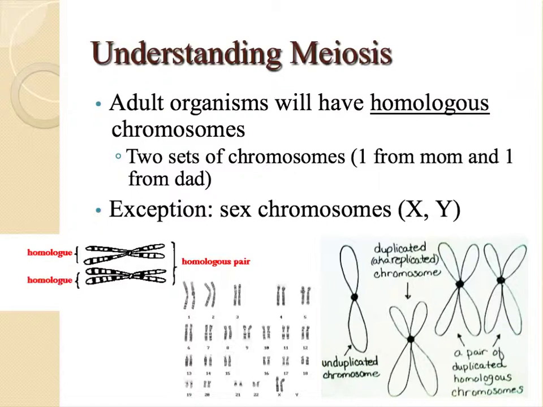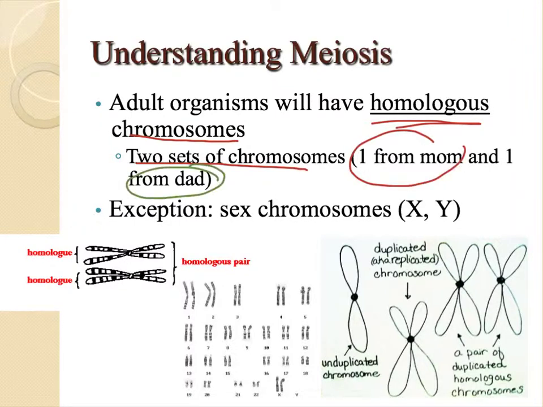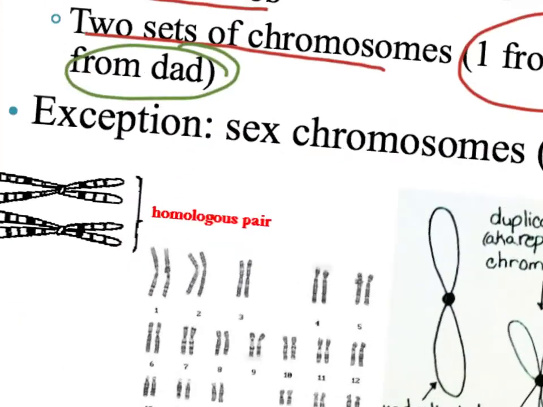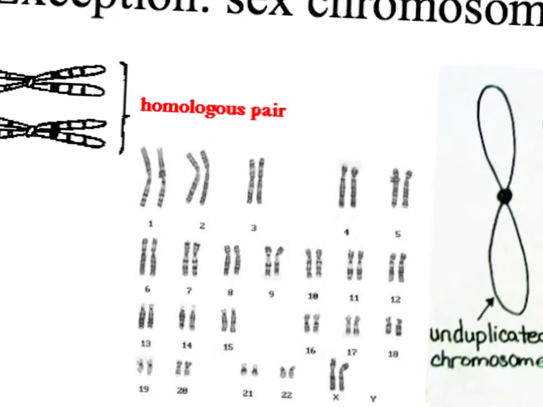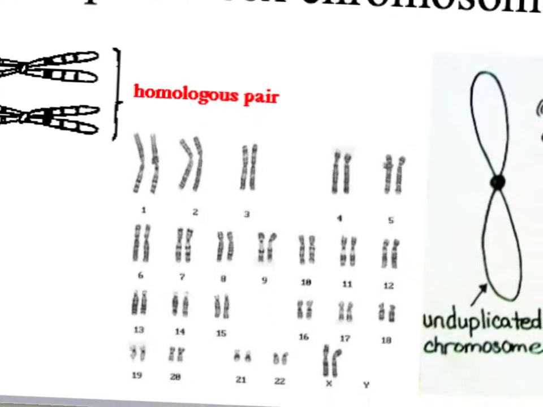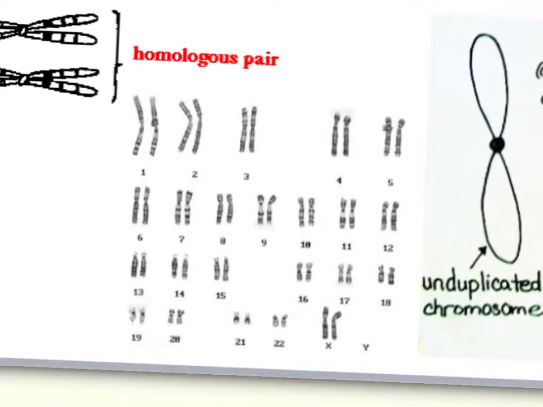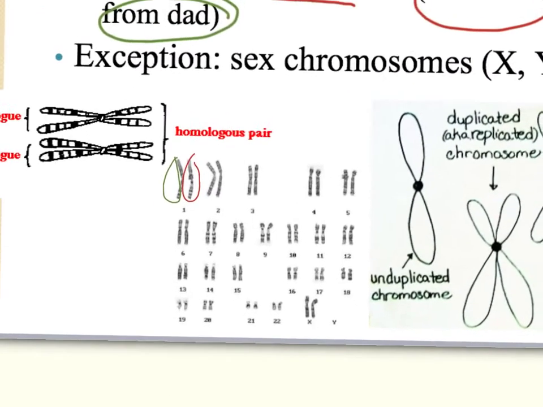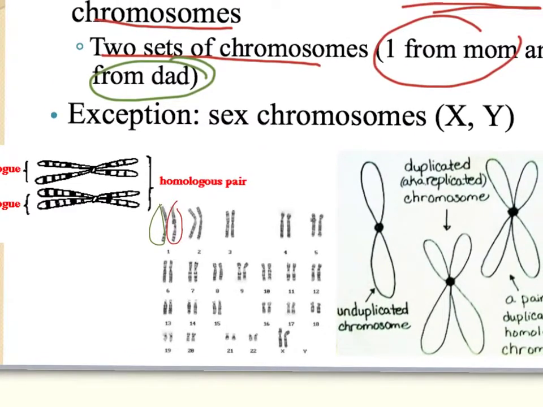The first one that we'll talk about is called a homologous chromosome. It's where you have two sets of a chromosome, one coming from mom and one coming from dad. As you can see in this picture down here, these are all human chromosomes. You'll notice you have one that will come from your mom and the other that will come from your dad. The exception is our sex chromosome.